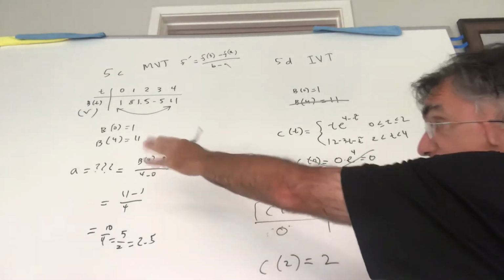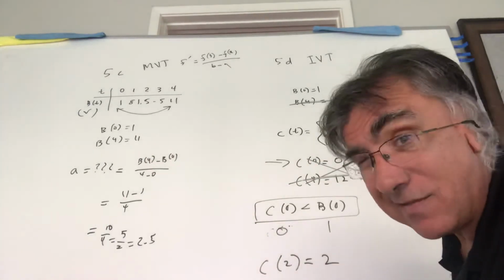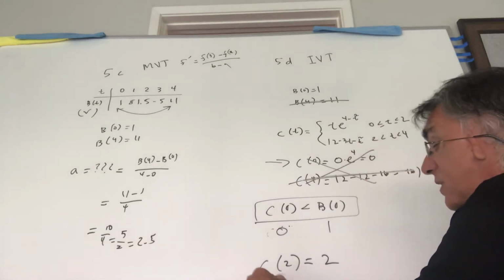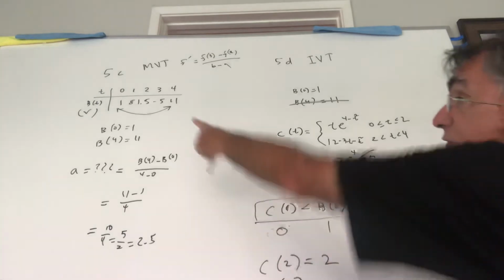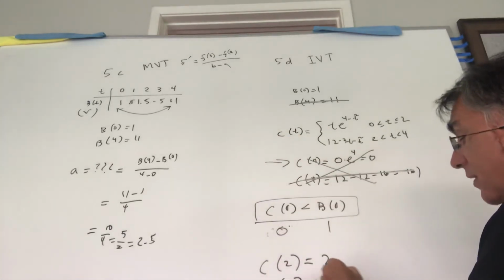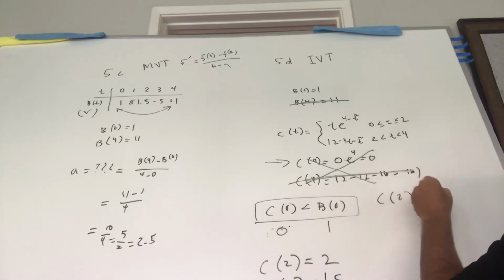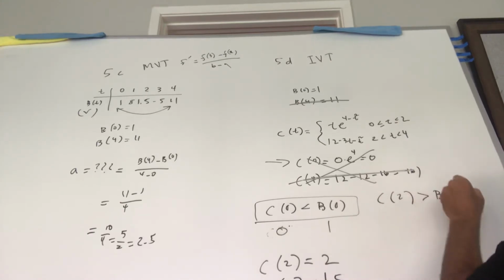This is what you might have had to do in the other one. I made a boo-boo there when I told you that the endpoint would work. And notice there's a guess and check here. B of 2 is 1.5. So here's what we know. We know that C of 2 is actually bigger than B of 2.